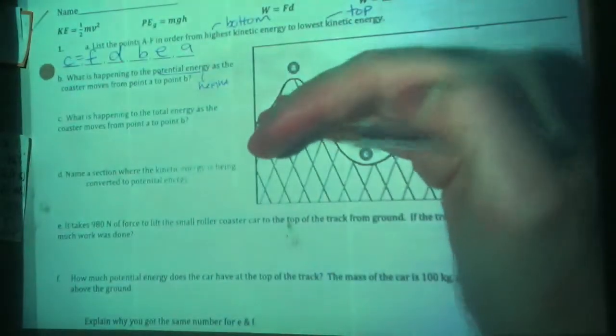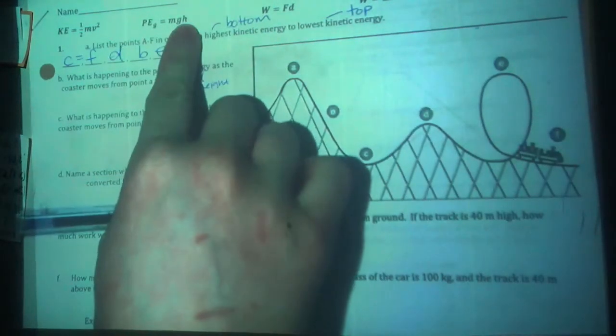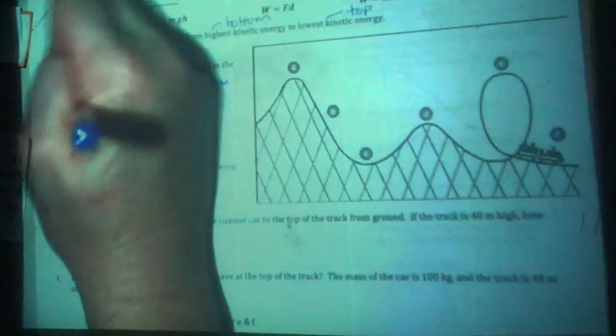What is happening to the potential energy from A to B? Well, potential energy depends on your height. From A to B, you are losing height. So if potential energy is mgh and height is going down, then your potential energy would also be decreasing.